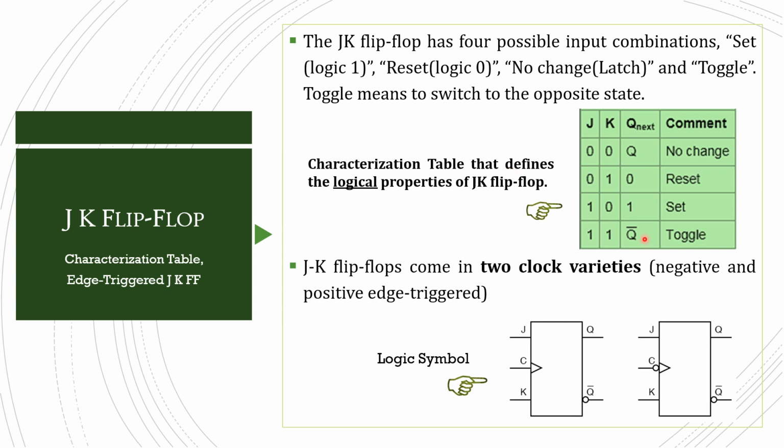That is, if Q is equal to 0, then it will move to the logic 1 state. If Q is equal to 1, it moves to the 0 state. That means it toggles, it switches to the opposite state. So this is the characterization table that defines the logical properties of the JK flip-flop. Okay. This JK flip-flop can come in two clock varieties. It can be either negative edge triggered or positive edge triggered. If it is positive edge triggered, there is no bubble in the logic symbol. If it is negative edge triggered, there should be a bubble in the clock line.